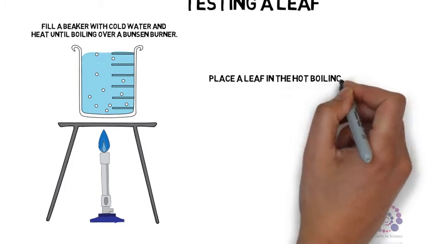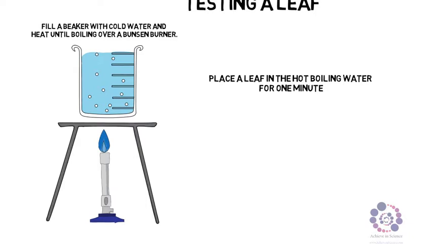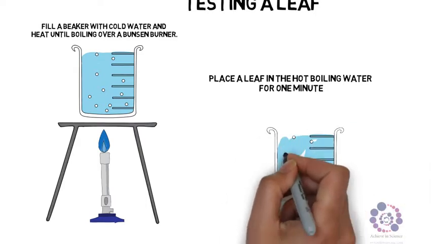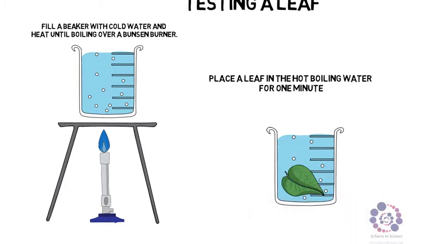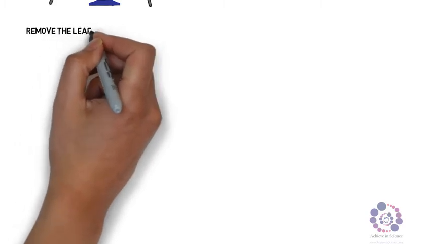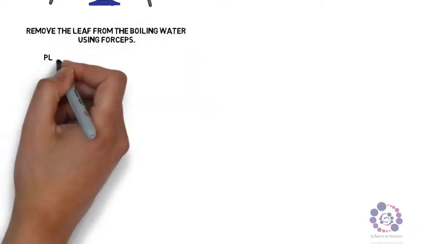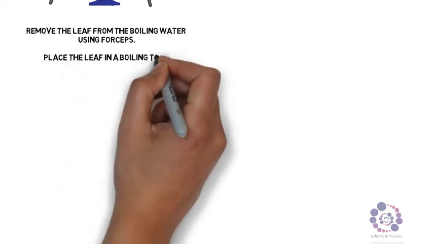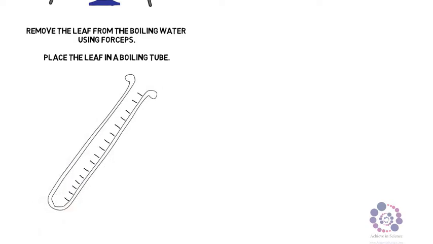This is to soften the leaf, to begin to break down the cell walls, because we need to get at the starch. Once the leaf has been in that hot water for, say, a minute, maybe a little longer depending on how tough the leaf is, you want to remove the leaf from the boiling water using forceps or tweezers. Place that leaf inside a boiling tube.